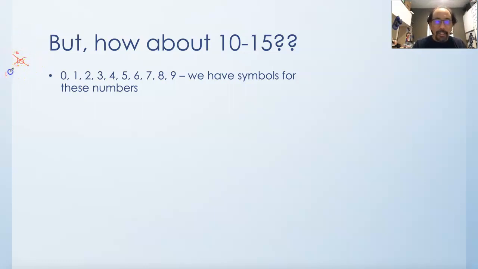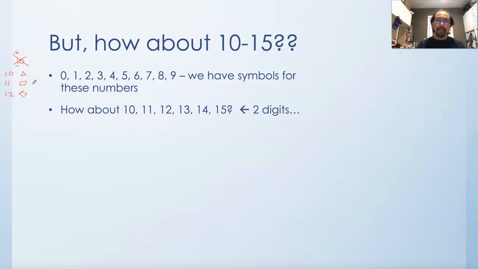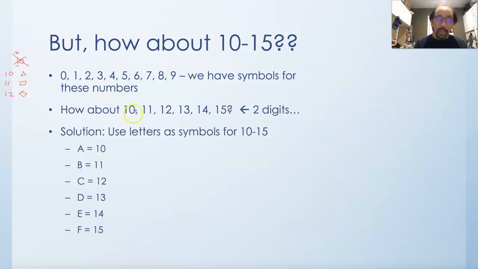So we could define 10 to be some other symbol, maybe like a triangle. Then we can define 11 to be a square, and then we define 12 to be, I don't know, maybe a diamond. But that's not too great because, is a square bigger than a diamond, or is a diamond bigger than a square? It's hard to remember that. So instead we use symbols that we're already familiar with. We use the letter symbols. And we know that C is bigger than B by 1, so that's a very convenient way of ordering those symbols.